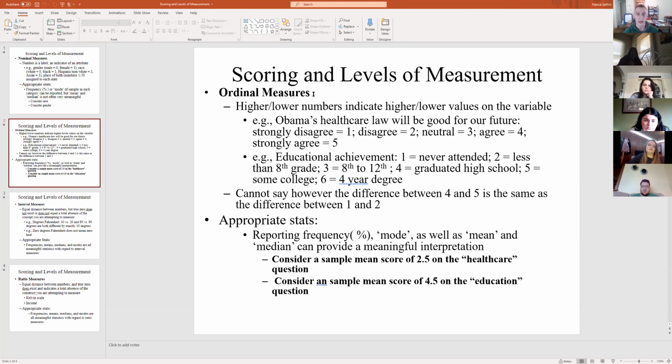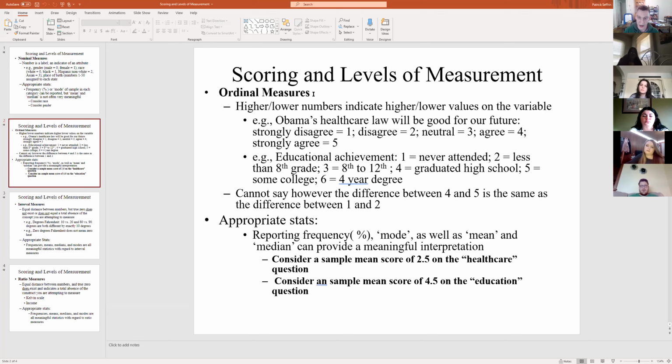The problem here with ordinal measures also is that they don't have equal intervals. And so consider educational achievement. 1 is never attended, 2 is less than 8th grade, 3 is 8th to 12th grade, 4 is graduated high school, 5 is some college, and a 6 is a 4-year degree. But you can't really say that the difference between 4 and 5 is the same as the difference between 1 and 2, because they're not equal intervals.